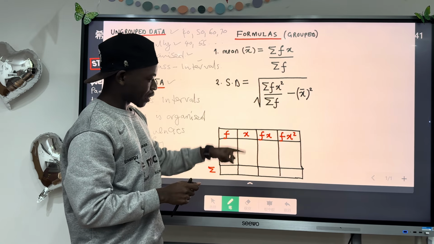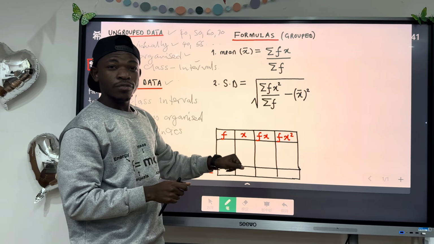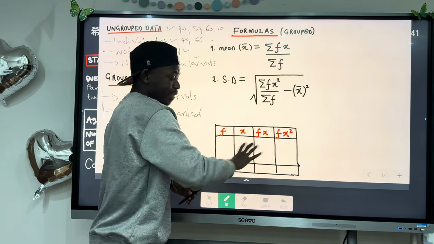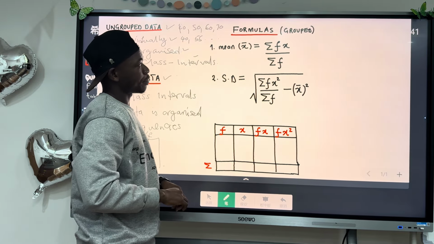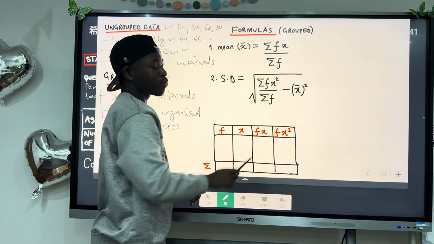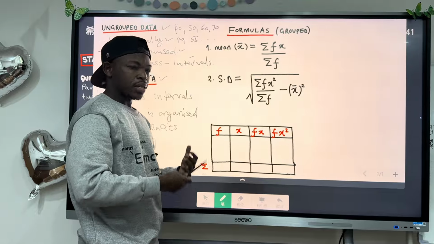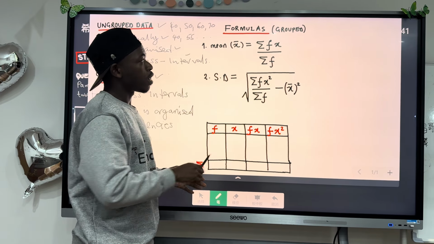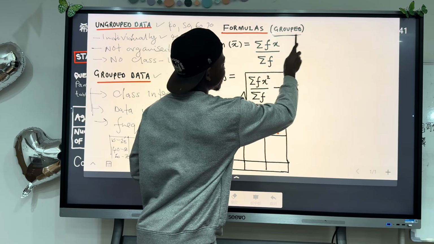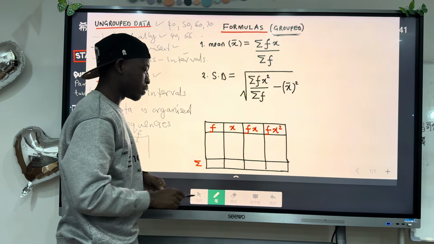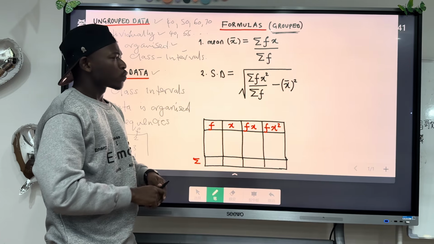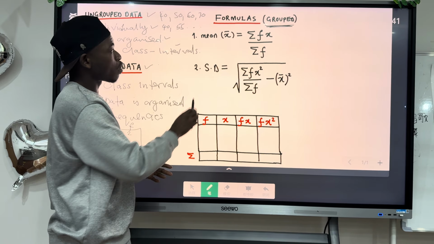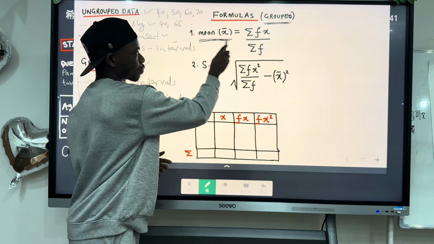So let me just quickly explain. Don't be scared when you see these formulas. They are very simple and straightforward. We'll try and explain and make it easy for you to understand. So these are the formulas that we use now to find standard deviation. For the purpose of this video, these formulas are for grouped data, but I'll try and explain for ungrouped data as well. So before we find the standard deviation, we need to find something called the mean.